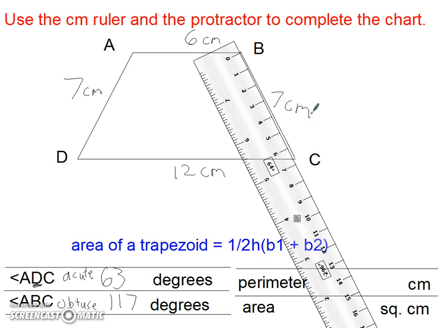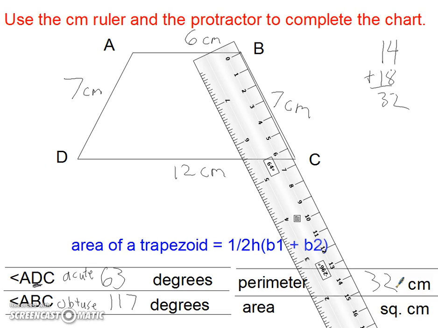So for perimeter, I need to add up all the sides. I've got 2 7s. 7 plus 7 is 14. 6 plus 12 is 18. I add them together, I get 32. So my perimeter is 32 centimeters. Okay. I want to find the area.